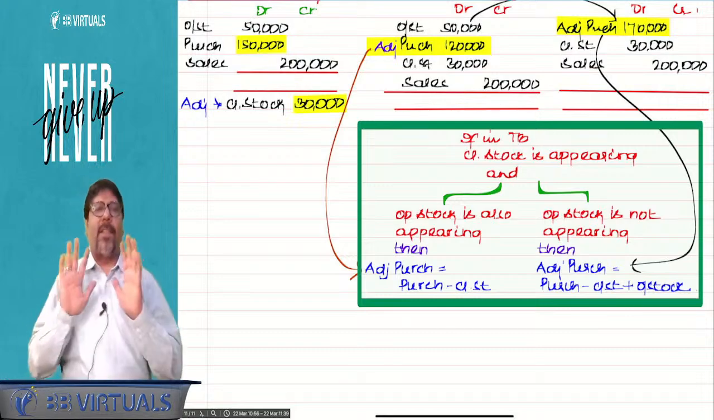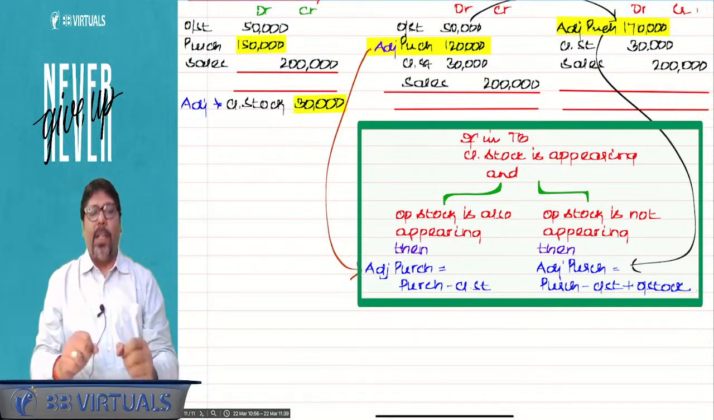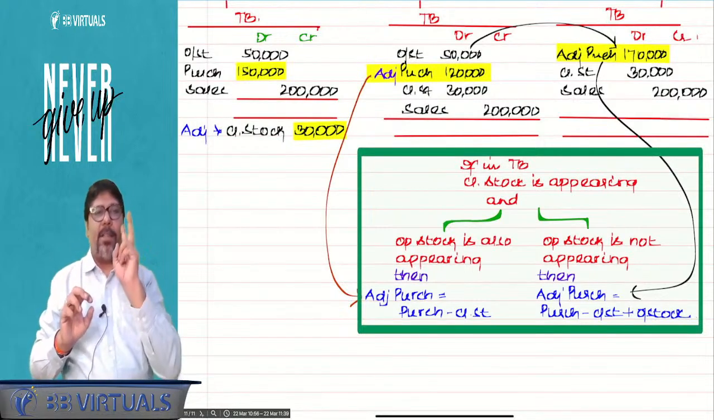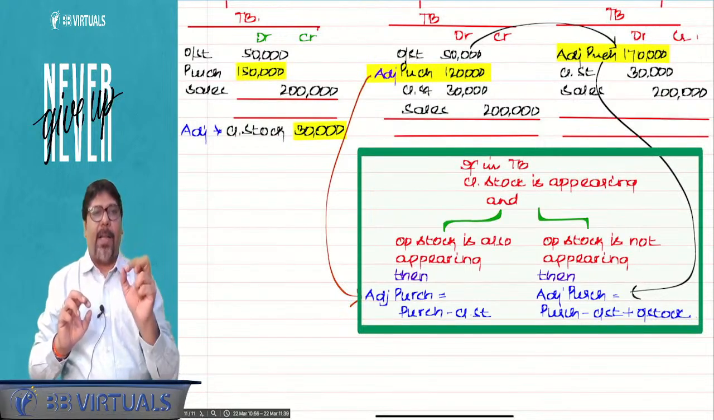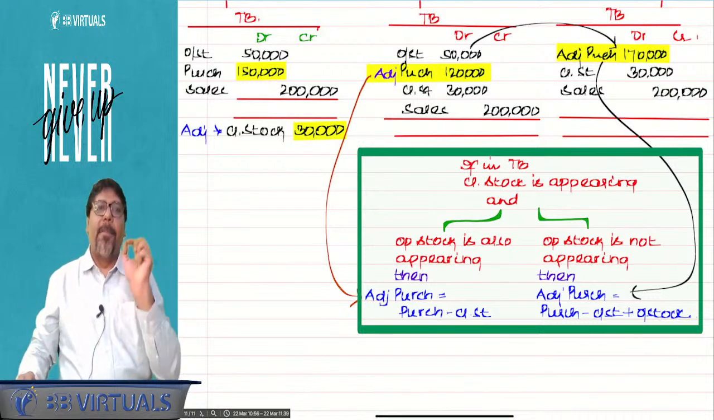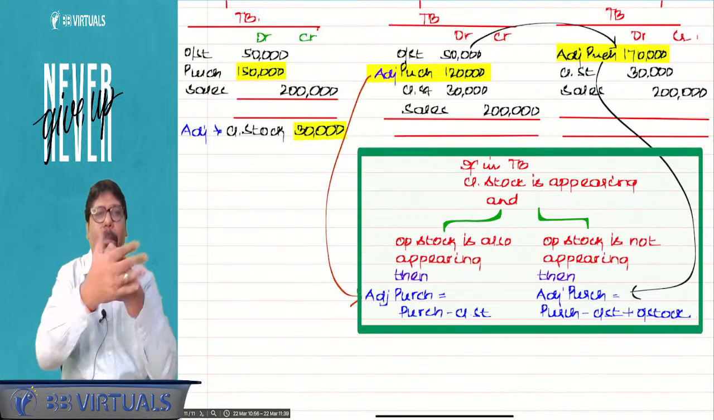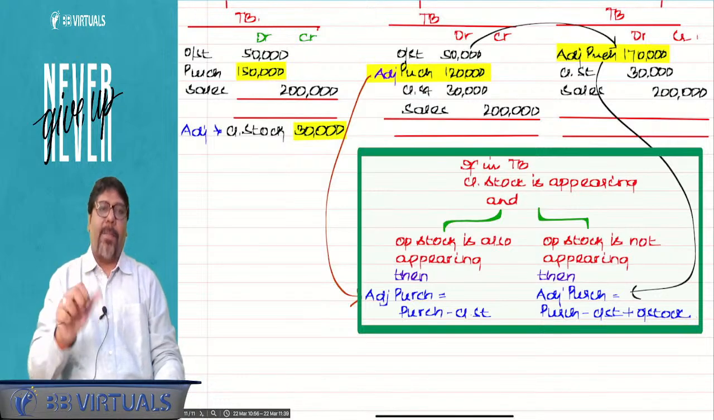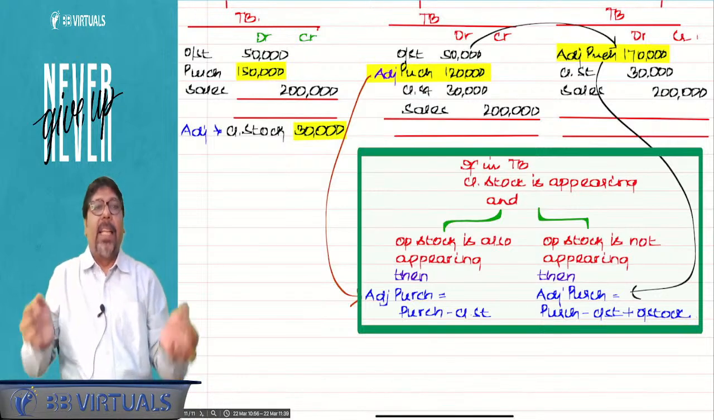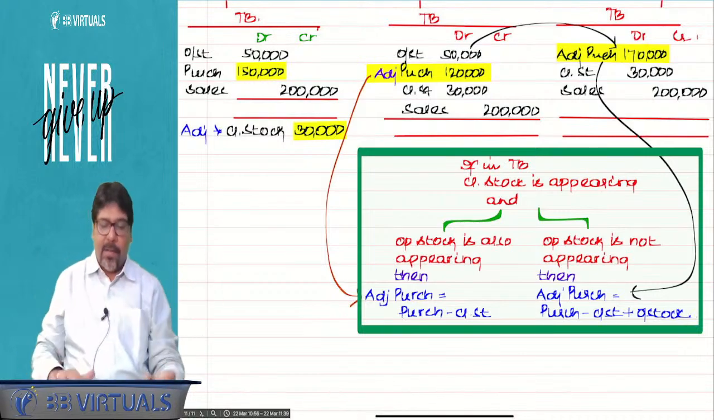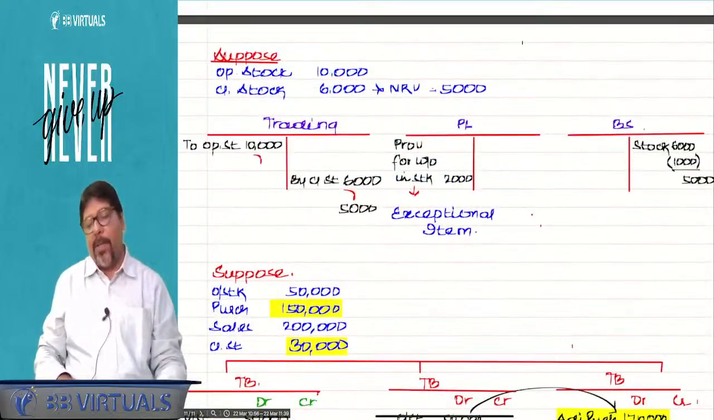Yes, sir. That's simple. Crux of the story. The entire story you told just to make us understand two things. If in the trial balance closing stock and opening stock both are appearing, adjusted purchase is equal to purchase minus closing stock. If closing stock is appearing, opening stock is not appearing, then adjusted purchase is equal to purchase minus closing stock plus opening stock. Wonderful. So both these points you understood.